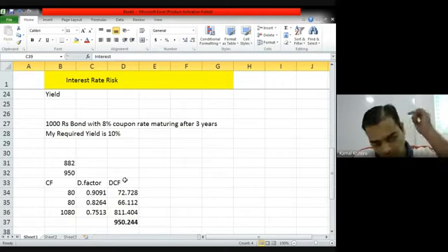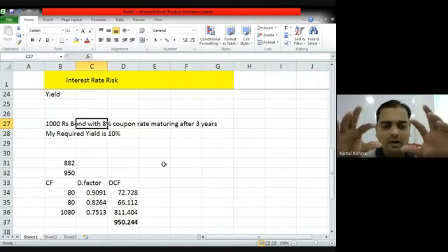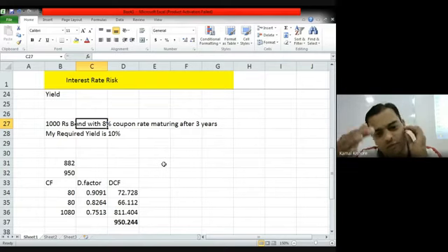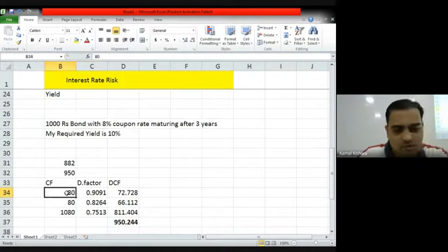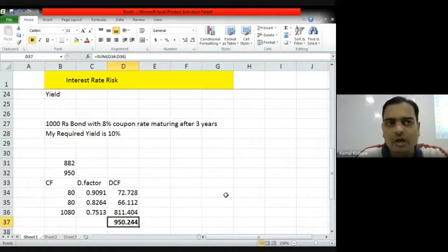Now, what I wanted to focus on more importantly is the discounting rate. This 8% coupon cash flow is not an interest rate, even though we can call it a rate at which you get the coupon. This is a cash flow. This is also a return on your investment. You're getting 80, this is also a return of cash flow. So that is why we are considering it. I'm telling you my required yield is 10%. So that is why we are associating a value of 950.